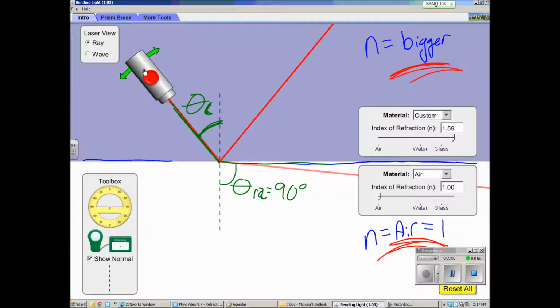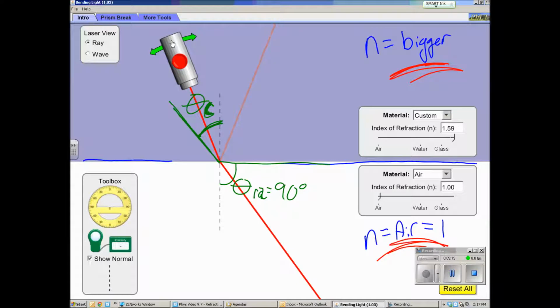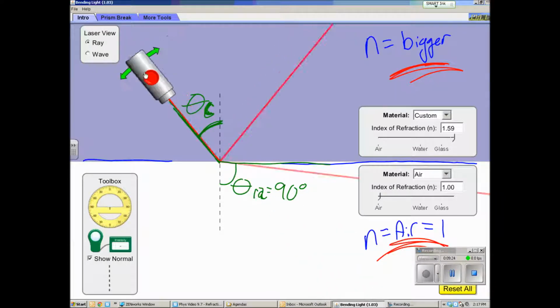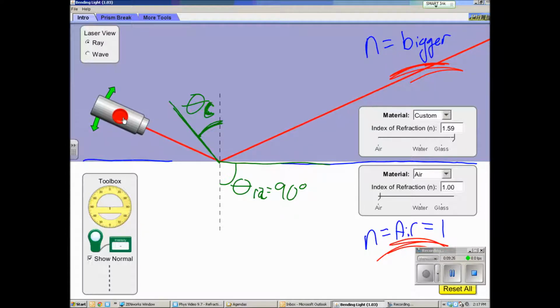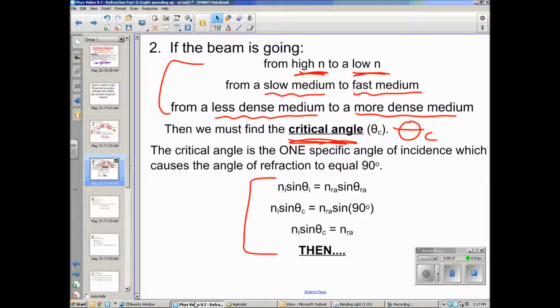So, here are the other two options. Option 2 says if you're going from a big index to a low index, then find your critical angle. And then you compare your angle of incidence. If your angle of incidence is less than your critical angle, then it refracts and you use Snell's law. If your angle of incidence is bigger than your critical angle, then it doesn't refract at all. It just reflects, following the law of reflection. Okay, so what you need to do then is this.